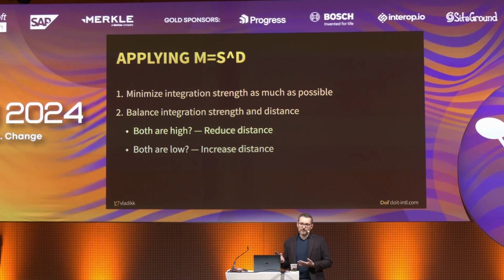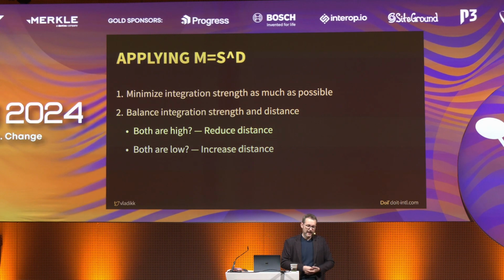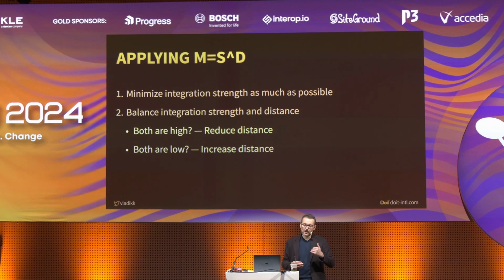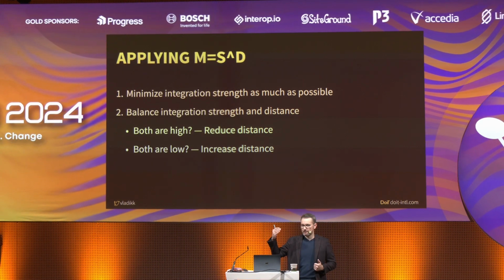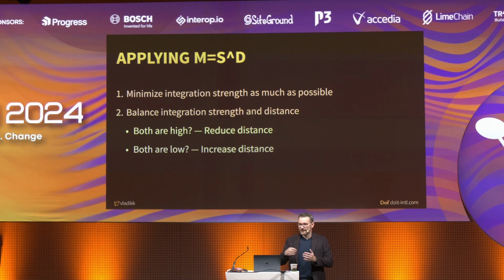Once you have that minimal integration strength, balance the distance. If integration strength is high, lower the distance. If it's low, increase the distance. Again, the goal here is to optimize the cognitive load.